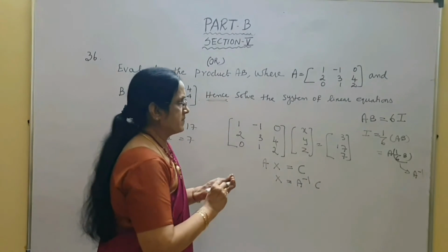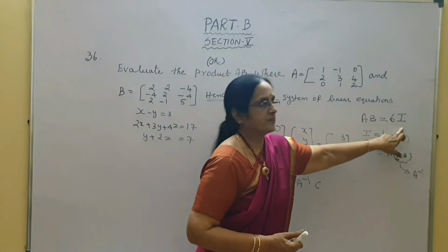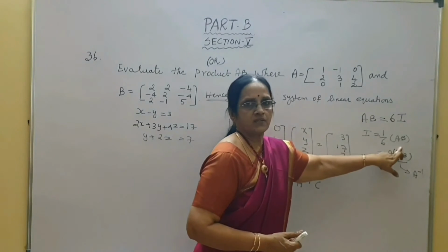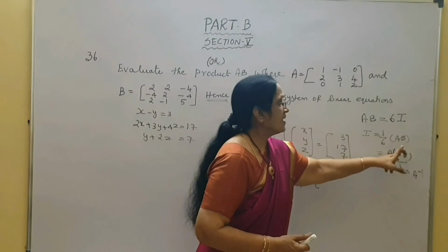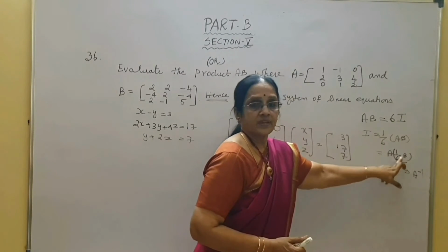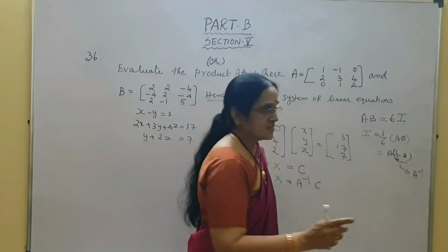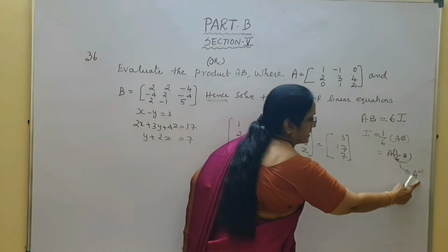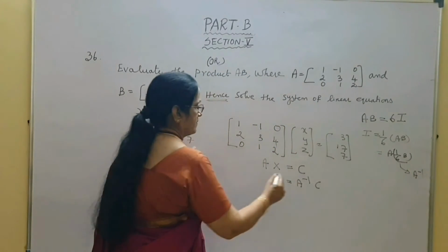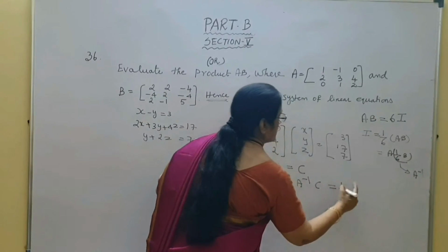I repeat once again. You got the product AB as 6I. From here I is nothing but 1 by 6 of the product AB. I can write this as A into 1 by 6 of B. This 1 by 6 of B is your A inverse because A into A inverse will give you I. So, A inverse is nothing but 1 by 6 of B.